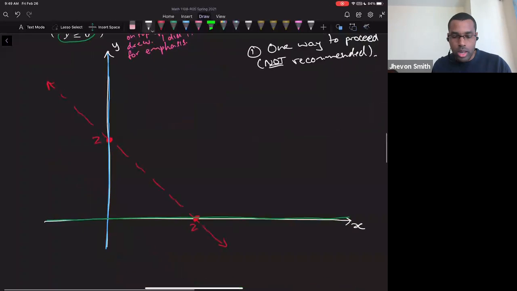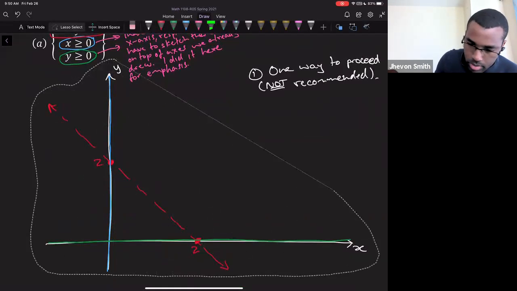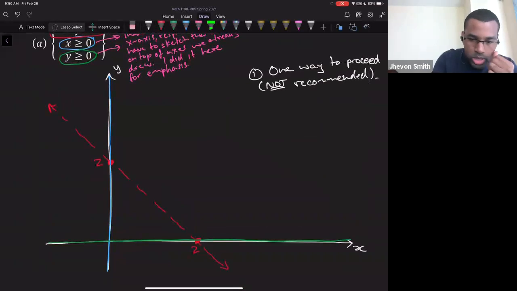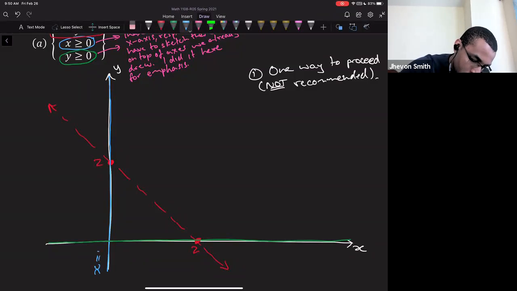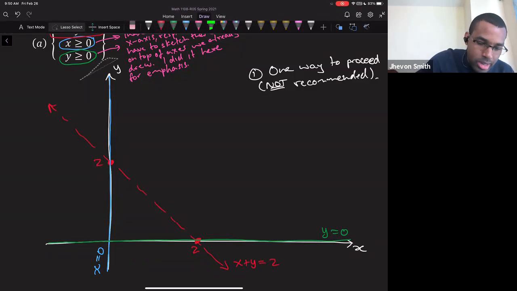I'll show you that right after. In fact, let me copy this, so that, in fact, I should probably do something else. When you're dealing with multiple things like this, you're definitely going to want to label them. So let me make sure this here is x equals 0. This here is y equals 0. And this here is a line x plus y equals 2. Right? So you're going to want to label them. You're going to realize why that's important later on.